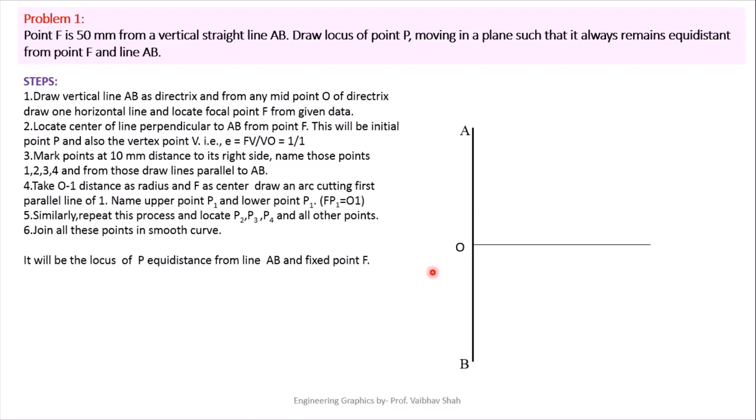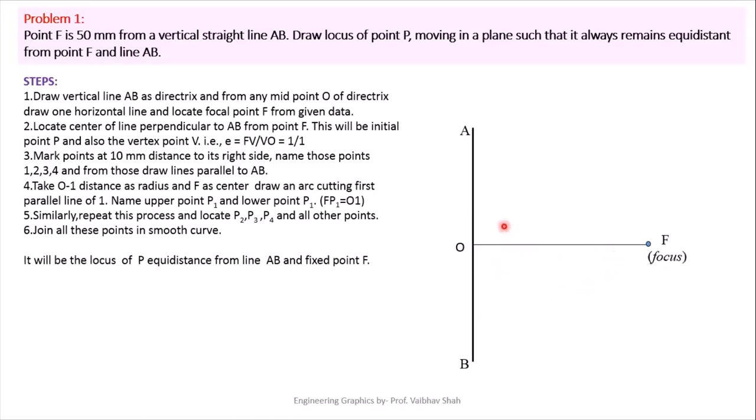Now, after getting this axis, you will locate this point F, which is 50 mm away from the vertical straight line AB. That means this is your vertical straight line and you have to draw your point F, which is 50 mm away from the straight line. So let us locate point F somewhere here, which is 50 mm away from this straight line. So now we have located this focal point F, which is 50 mm away from this straight line.